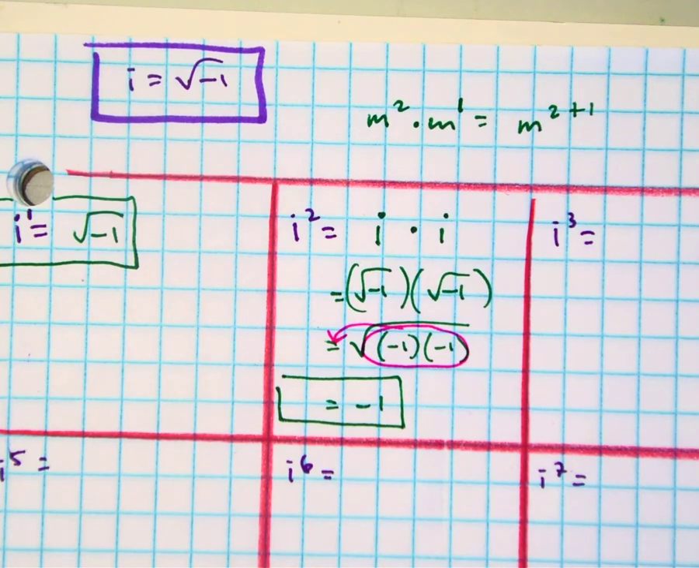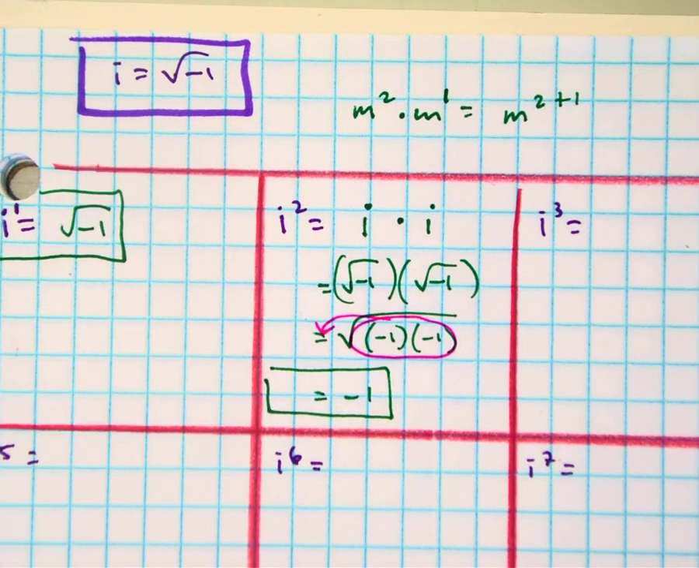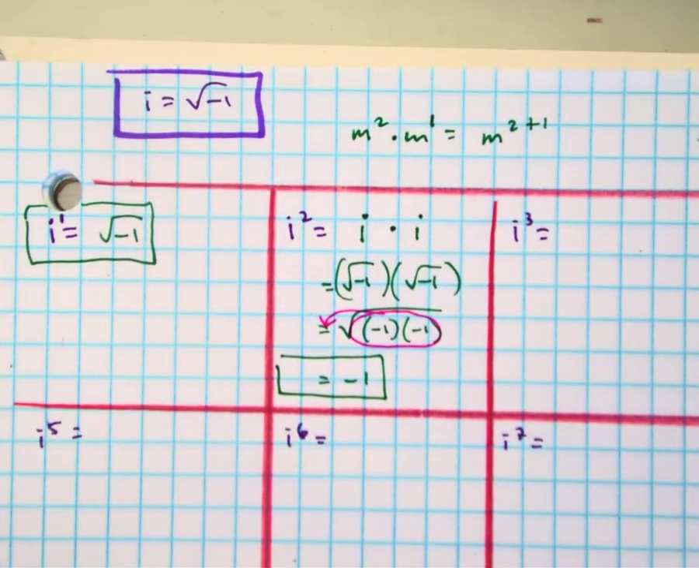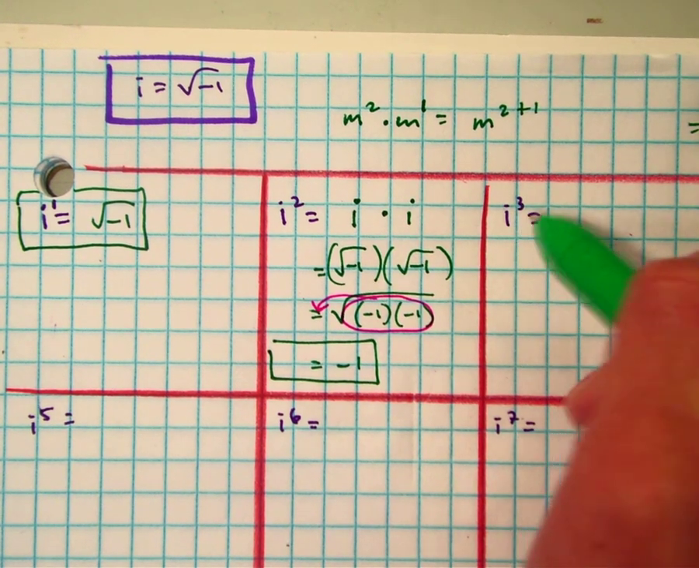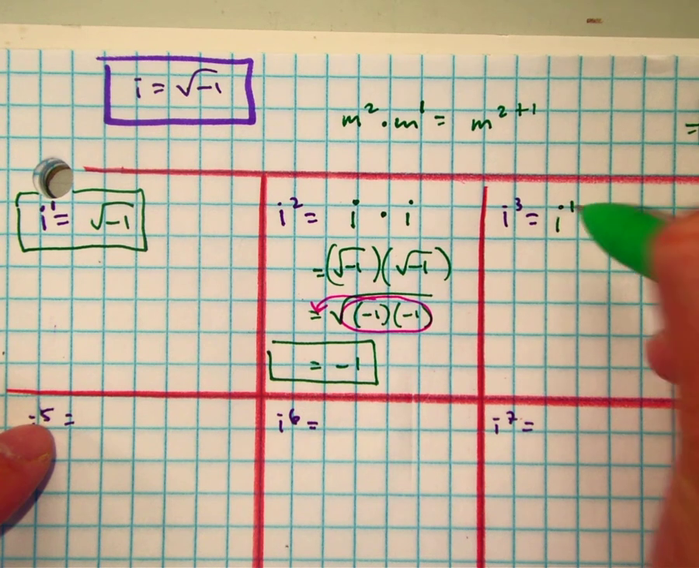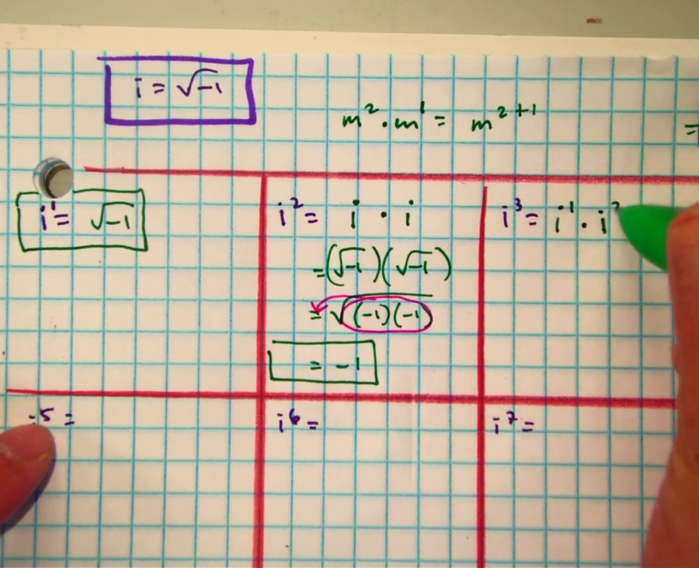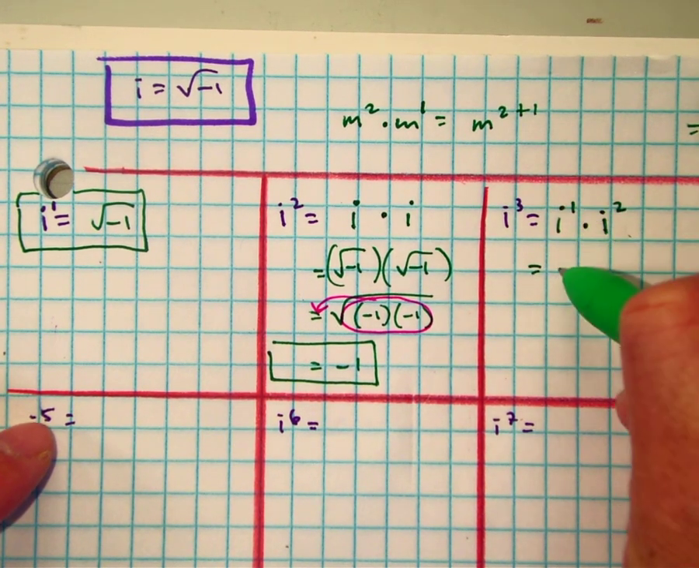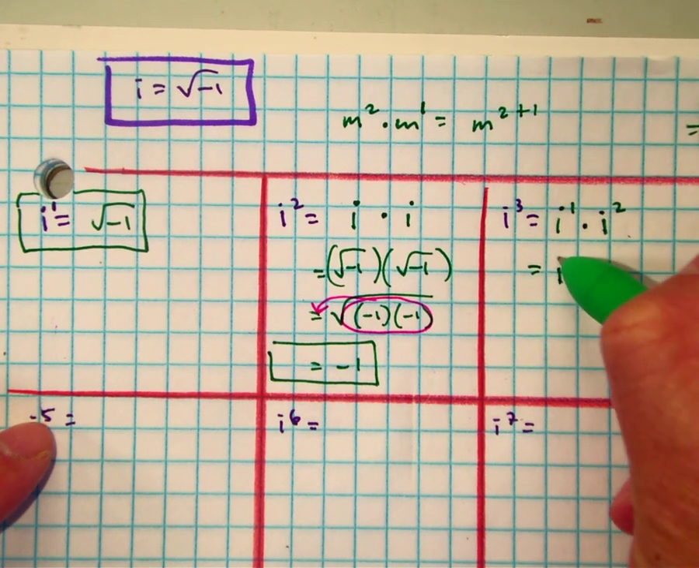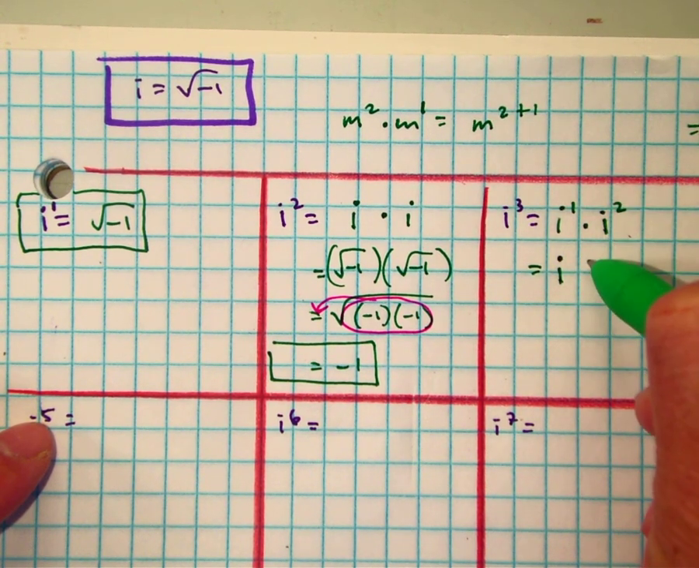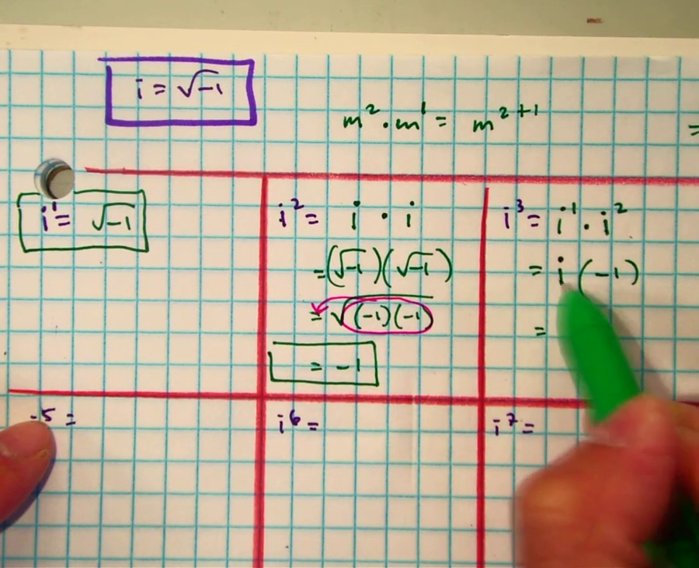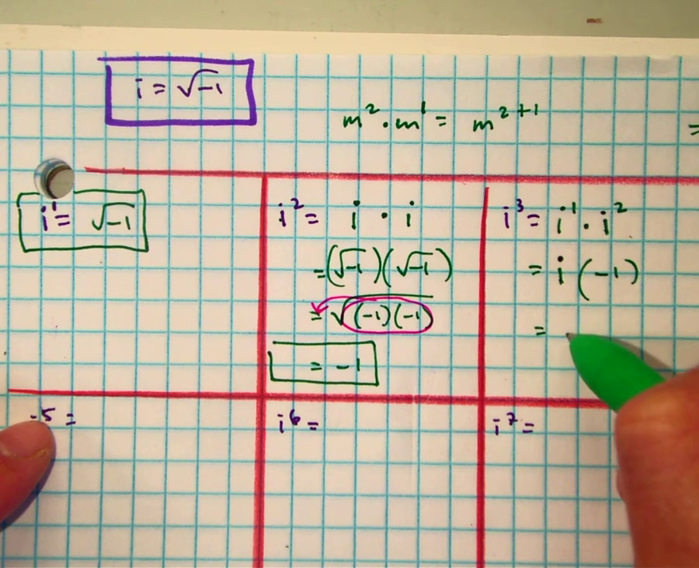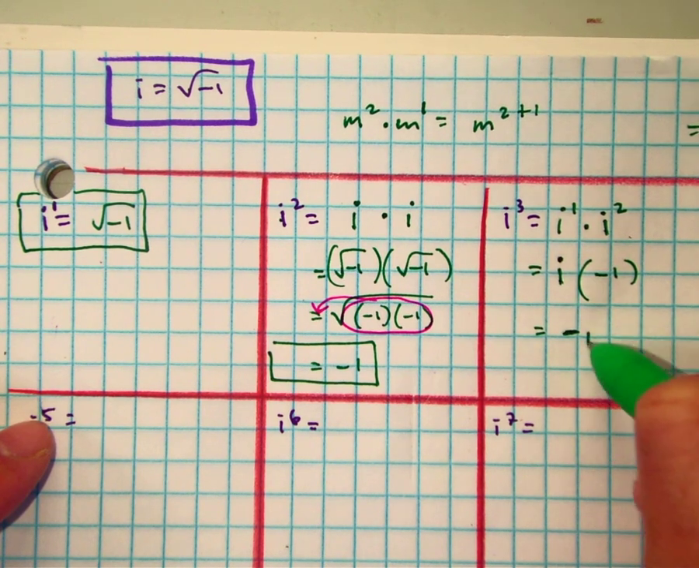i squared is equal to negative 1. Let's do i to the third power. Remember, our hint is that we can use previously solved ones. So i to the third power is i to the first times i to the second. Well, i to the first power, you can just leave as i. i squared is negative 1. Negative 1 times i is? We don't need to write the 1, so you just leave it as negative i.